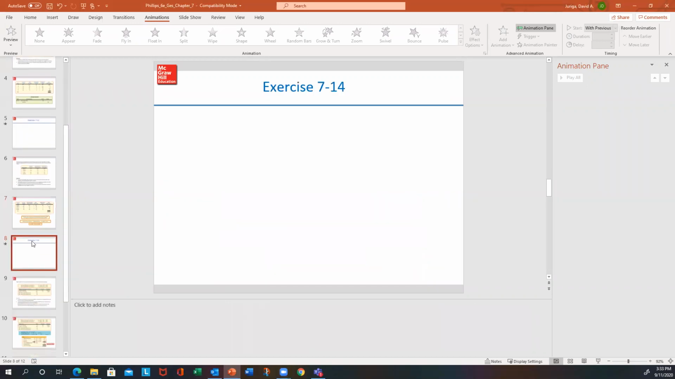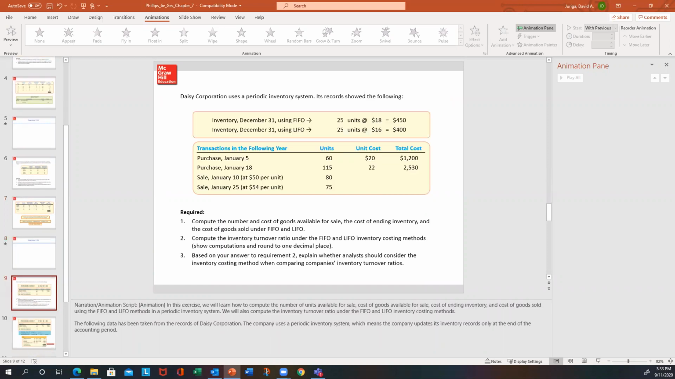All right, the last one is just to show you, again, a side-by-side comparison of FIFO and LIFO. So you'll note on this problem, we'll look at the comparisons of cost of goods sold and inventory, and then we'll also look at how our turnover ratios are different with each of these methods. So they give us the starting point where we've got beginning inventories, then we've got a couple purchases, and then notice we've got sales on January 10th and January 25th. So we've got 80 units and 75. So we've got 155 units of sales.